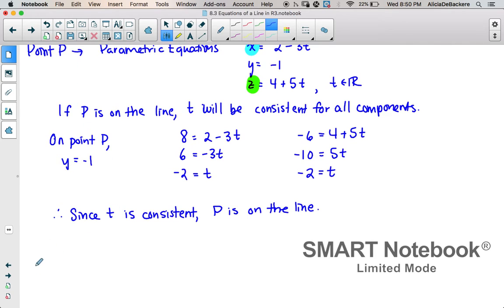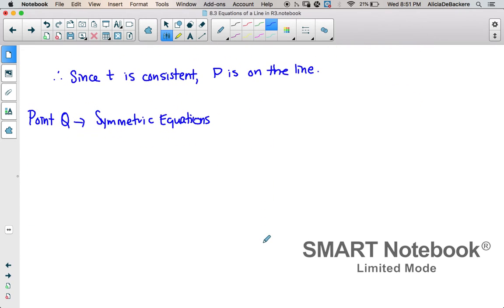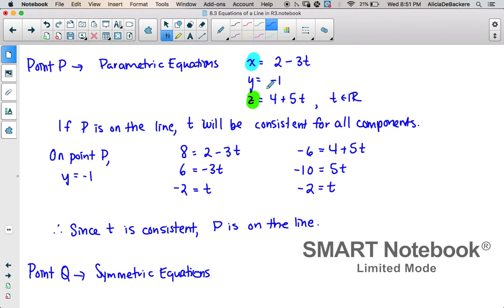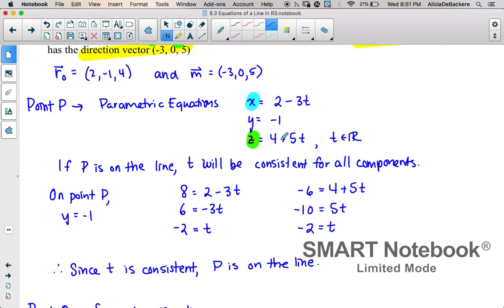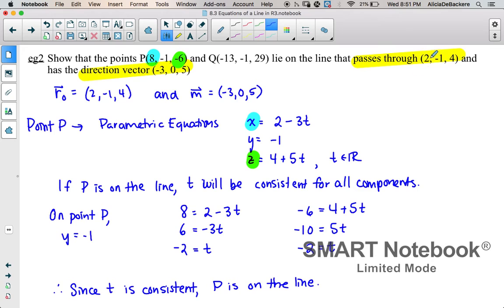All right, for the point Q, we're going to use a different method. We're going to use symmetric equations. So both are valid methods, you can choose. I wouldn't ask you for a specific one this year. Okay, so symmetric equations, if I'm coming up with those for the line, I do already have the parametric ones here, so I can use this to help me out. But you could also come up with the symmetric straight from the point and the direction vector if you were to sub it into that formula that we went over at the start of the note.